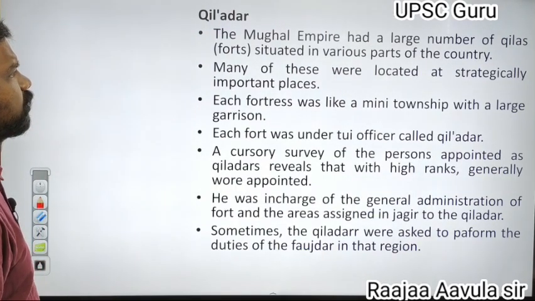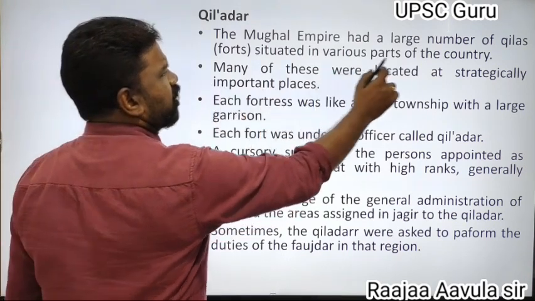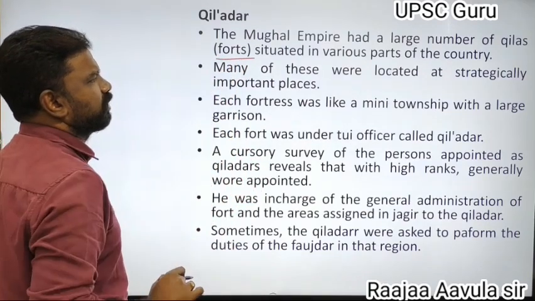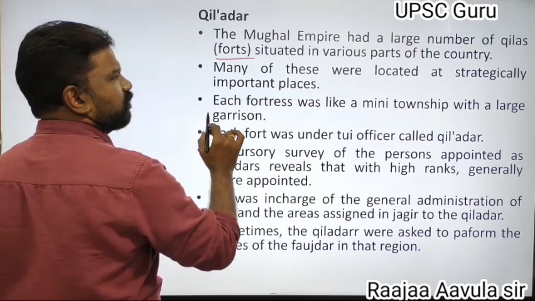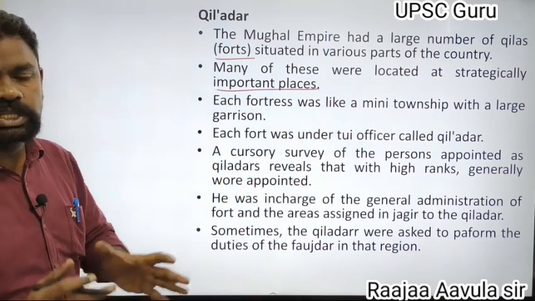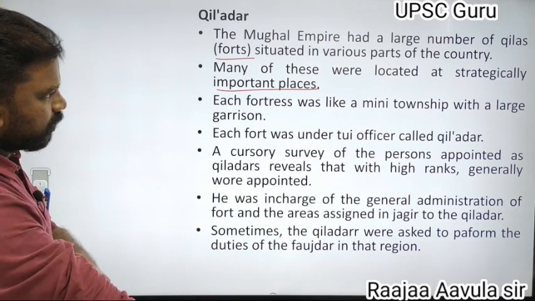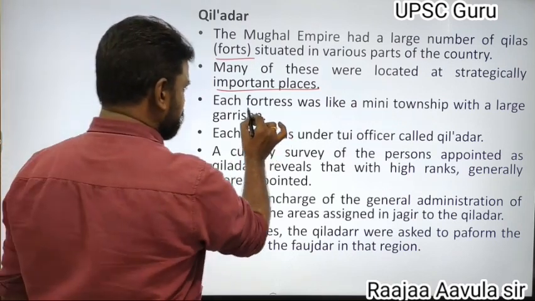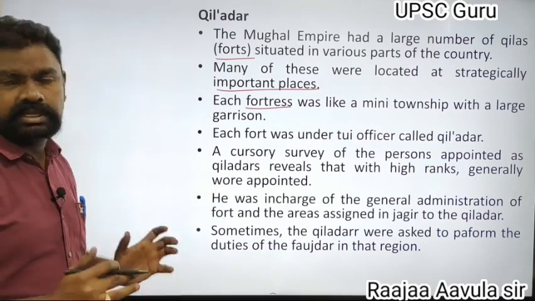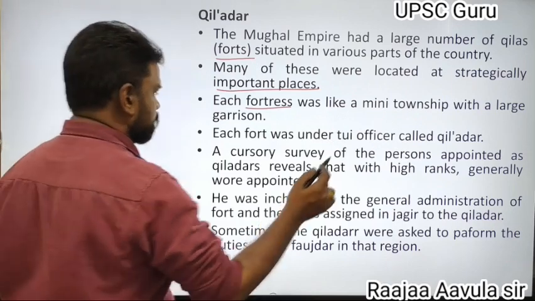Next, another one, Kiladar. The Mughals had a large number of Kilas. Kila means fort, and the head of the fort is Kiladar. Many of these were located at strategically important places, where they would construct forts. Each fortress was like a township with a large garrison. Each fort was under an officer called Kiladar.